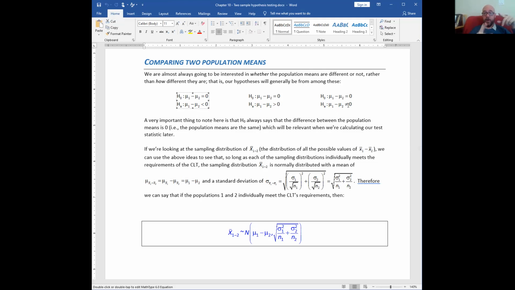We're going to take advantage of that, by the way. We're going to use the fact that mu1 minus mu2 equals 0 in all of our null hypotheses, because remember, when we're doing hypothesis tests, we always start by assuming the null hypothesis is true. And if the null hypothesis is true, that mu1 minus mu2 equals 0, well, there's some neat stuff we can do with that, and we're going to do a very little bit of it.